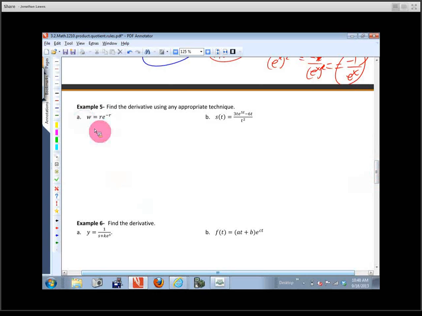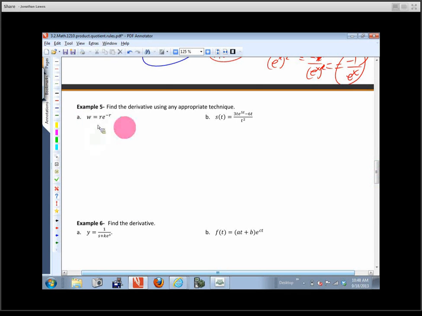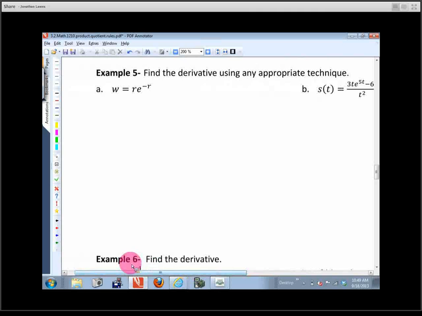Okay. Can you do any algebraic simplification on this one? Nope. You're stuck. What rule would you use here? You could use either one. The way it's written right now, what rule would you use? You'd use the product. This would be the first and that would be the second. If you rewrote it as r over e to the r, then you'd use the quotient. So we've got first here and second here. We've got top here and bottom here.